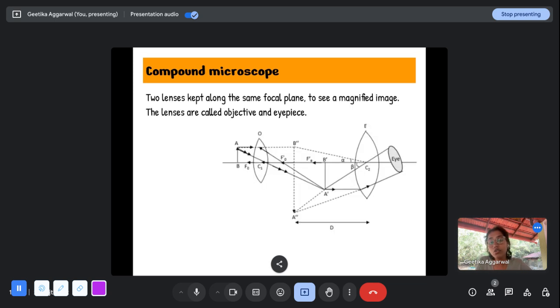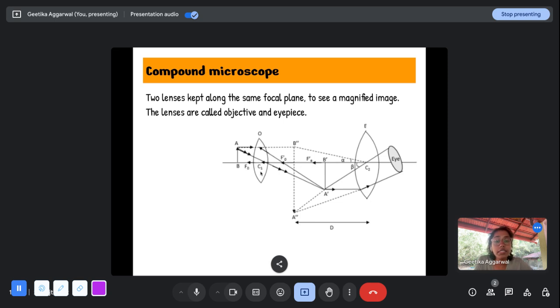Coming to a compound microscope and its ray diagram. So this is what the compound microscope's ray diagram looks like. Basically, in this, what happens is two lenses. You can see here O and E, objective and the eyepiece. Eyepiece is the lens that is near to the eye, and objective is the lens that's near to the object that you're trying to look at. So that's pretty straightforward. And these two lenses are kept along the same focal plane. So you can see here that the focal plane is the same for the objective and the eyepiece both.